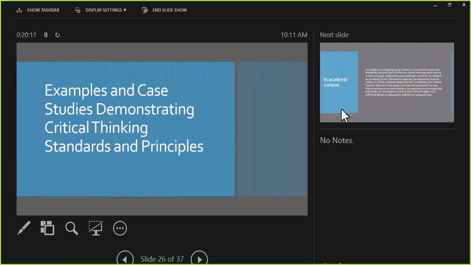Then there are examples and case studies demonstrating critical thinking standards and principles. The case studies we're using in this case are the academic context as well as the business decision-making context.